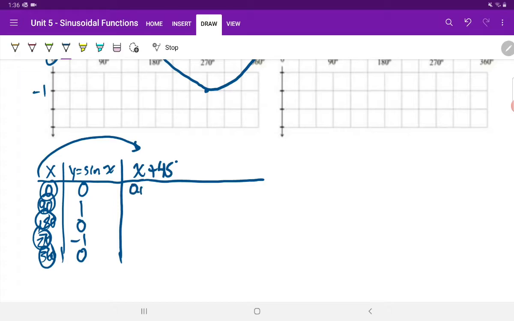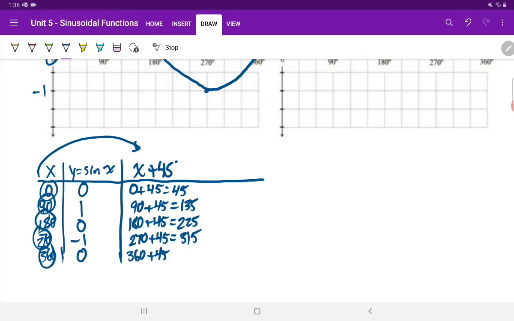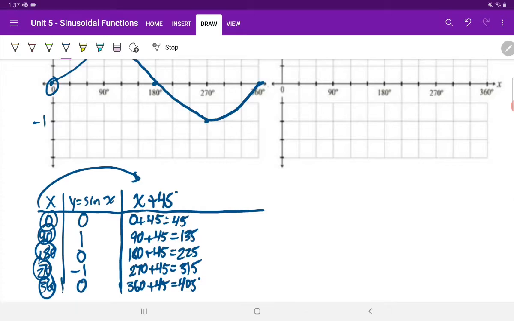So 0 plus 45 is 45. 90 plus 45 is 135. 180 plus 45 is 225. 270 plus 45 is 315. And then 360 plus 45, okay, we're actually going to have to change our scale, is 405. Sorry, I'm just looking up here, and we're going to have to change our scale up, actually.